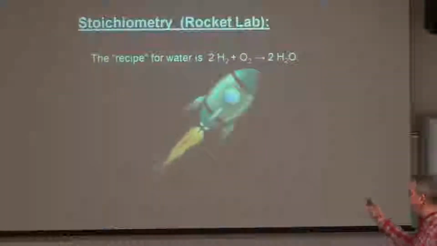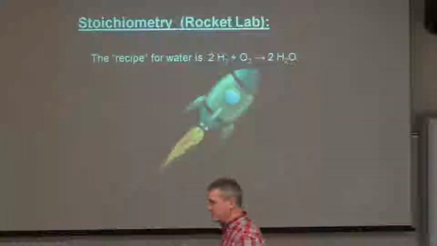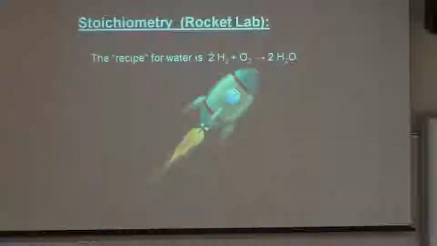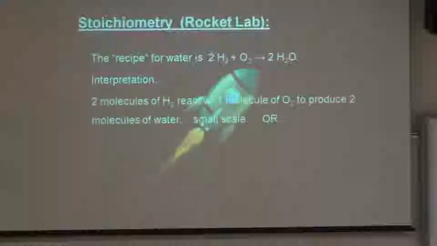I don't have any place for you to take notes on this. This is just reviewing very basic concepts. In our rocket lab, the recipe for the water was our balanced chemical equation. 2 hydrogens, 1 oxygen gives us the ability to make 2 waters. So that's how we interpret our recipe, our balanced chemical equation.